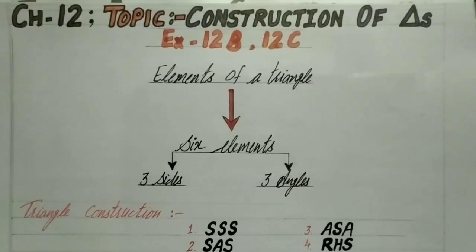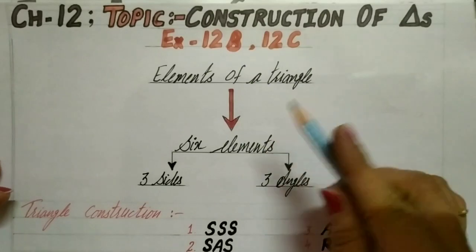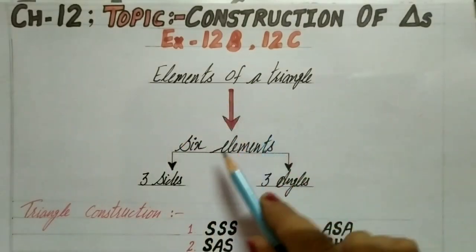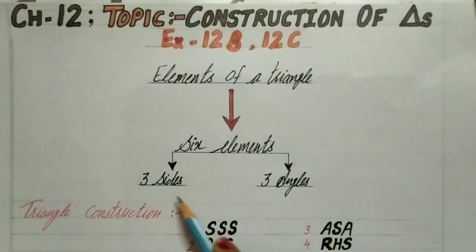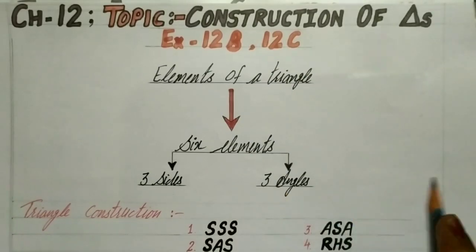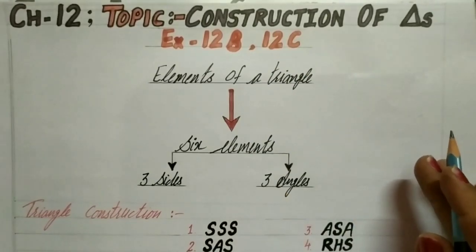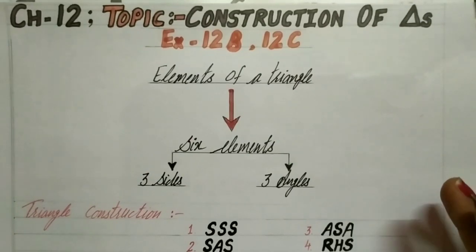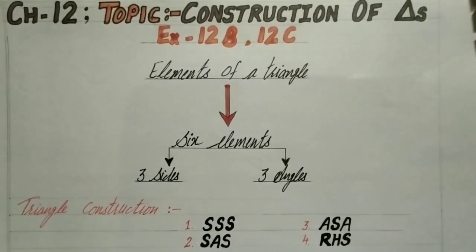Now let's continue our previous topic, construction of triangles. In today's session, I'll teach you how to construct different triangles. As you all know, in a triangle there are 6 elements, 3 sides and 3 angles. So to construct any triangle, at least 3 elements must be given. On the basis of these 3 elements, different triangle constructions are possible.